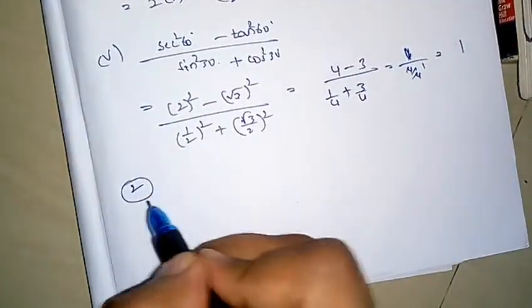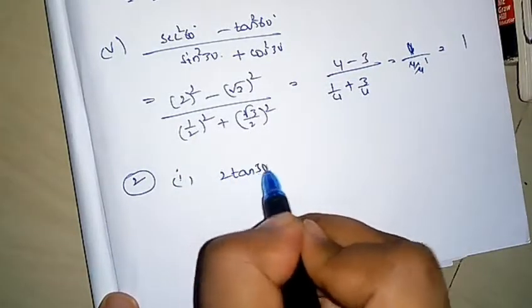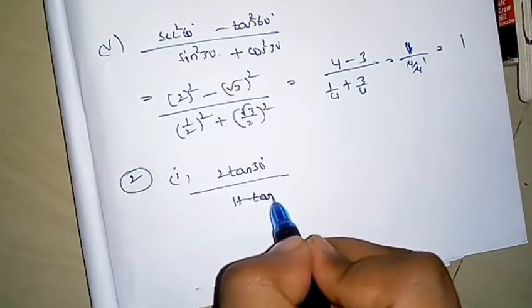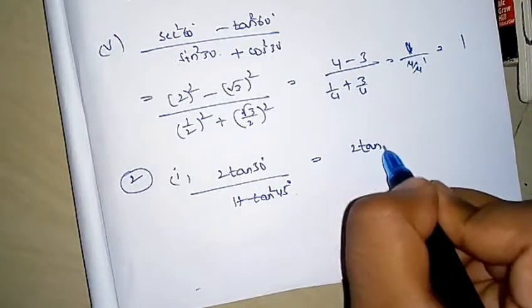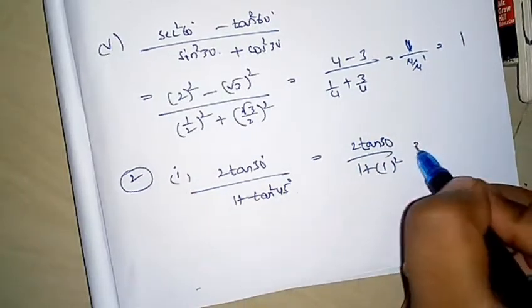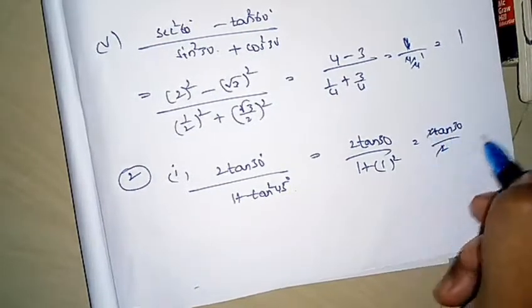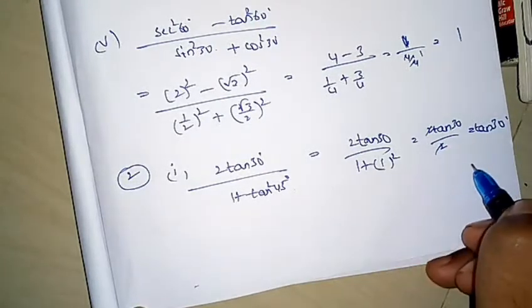Now let's solve the second bit. First one, 2 tan 30 degrees by 1 plus tan square 45 degrees. This you can write as 2 tan 30 by 1 plus 1 whole square. Tan 45 is 1, equal to 2 tan 30 by 2. You can cancel 2. This will be equal to tan 30 degrees. So this is option C.